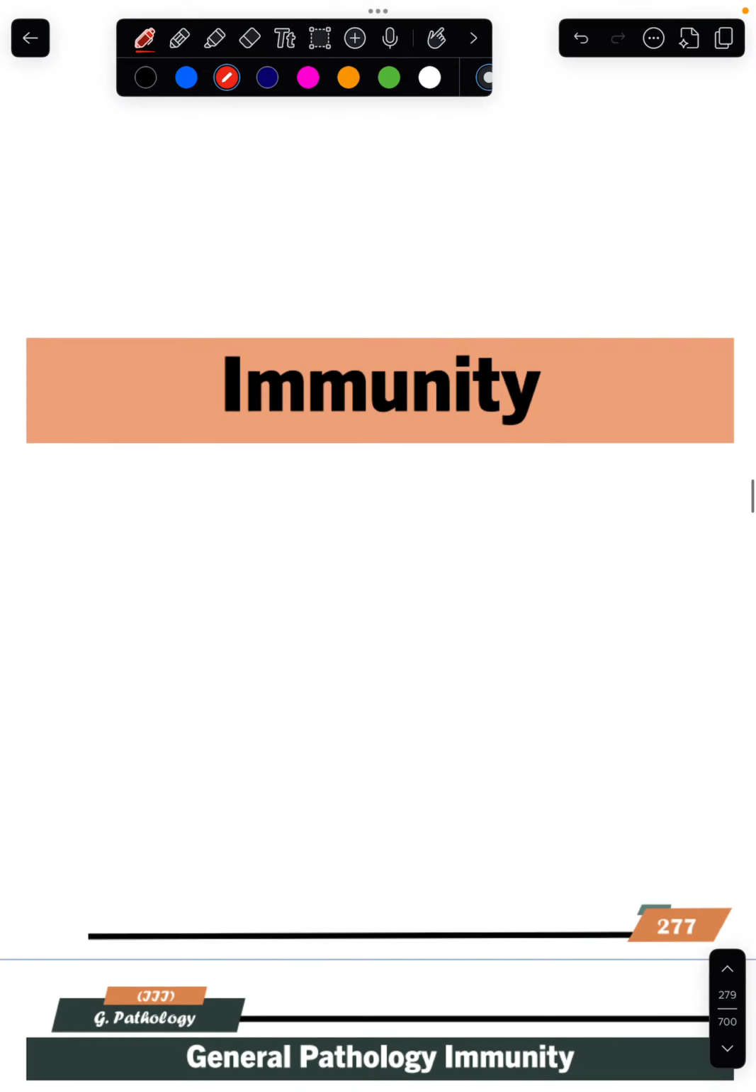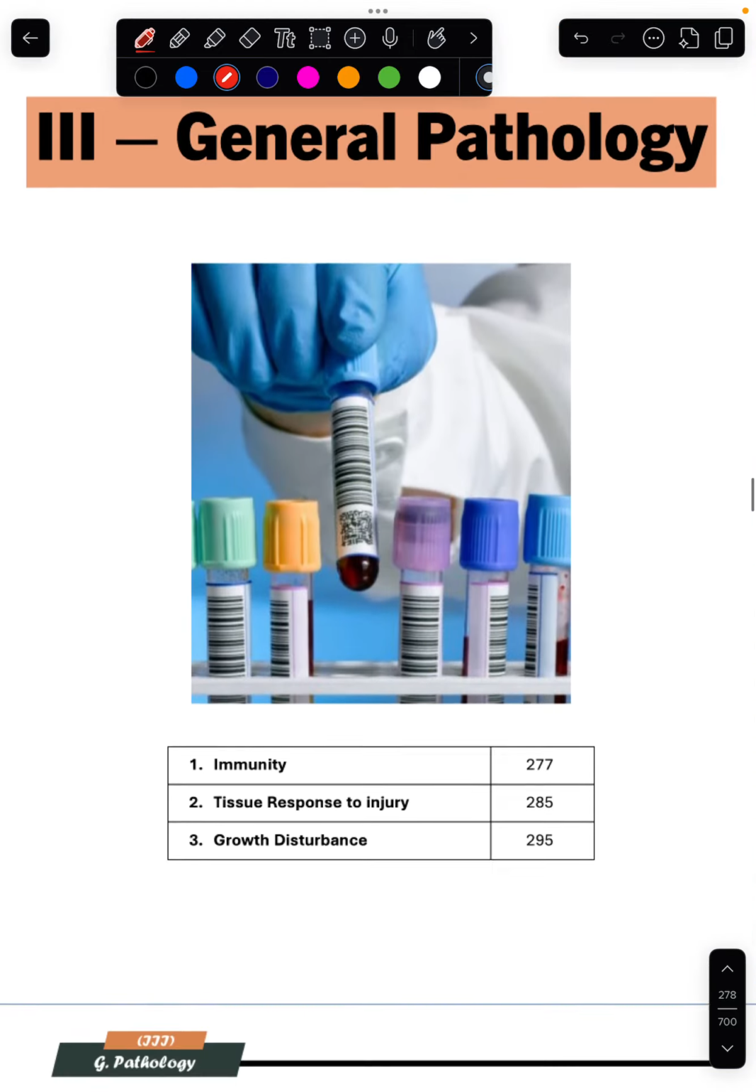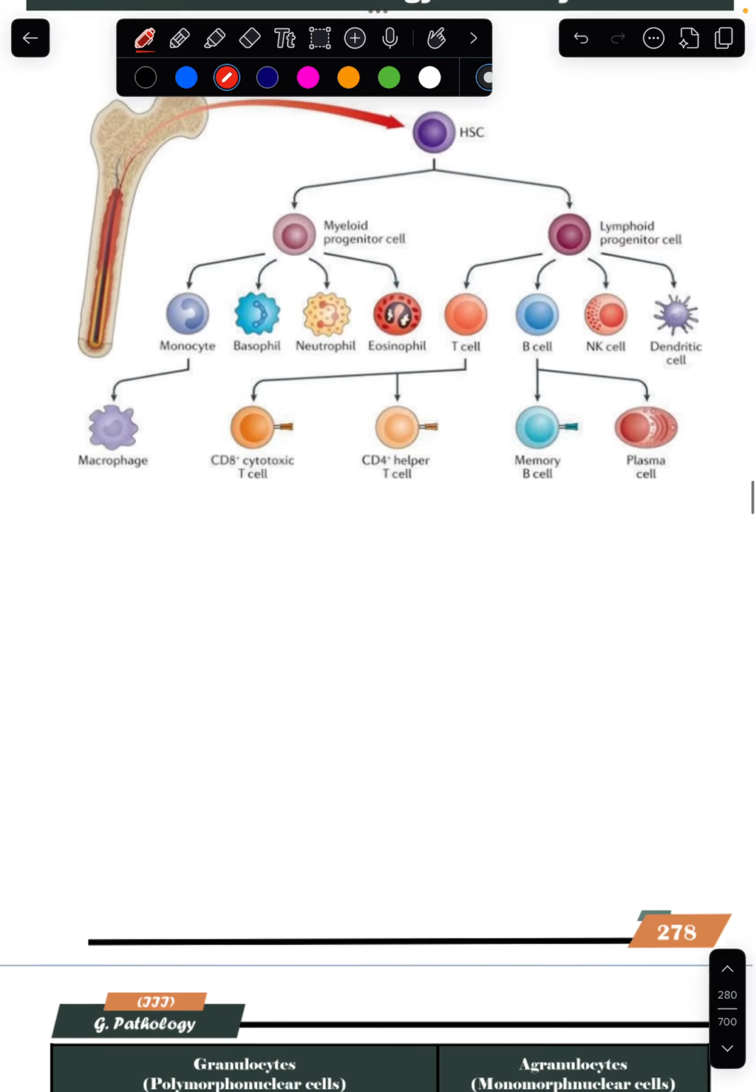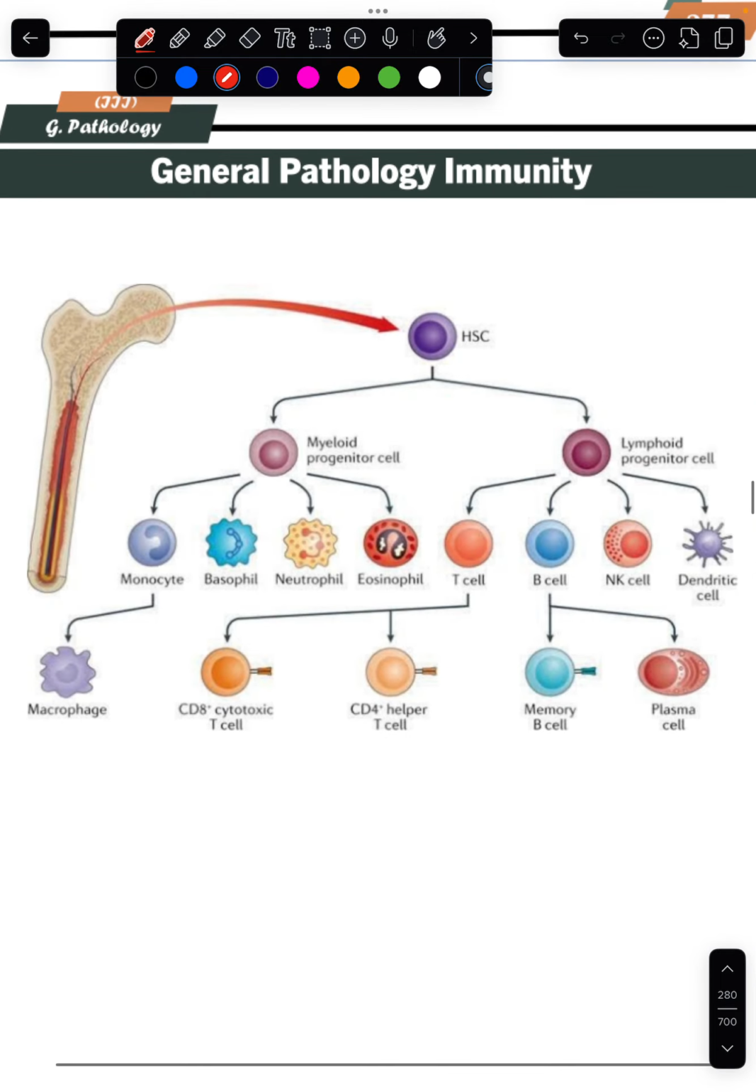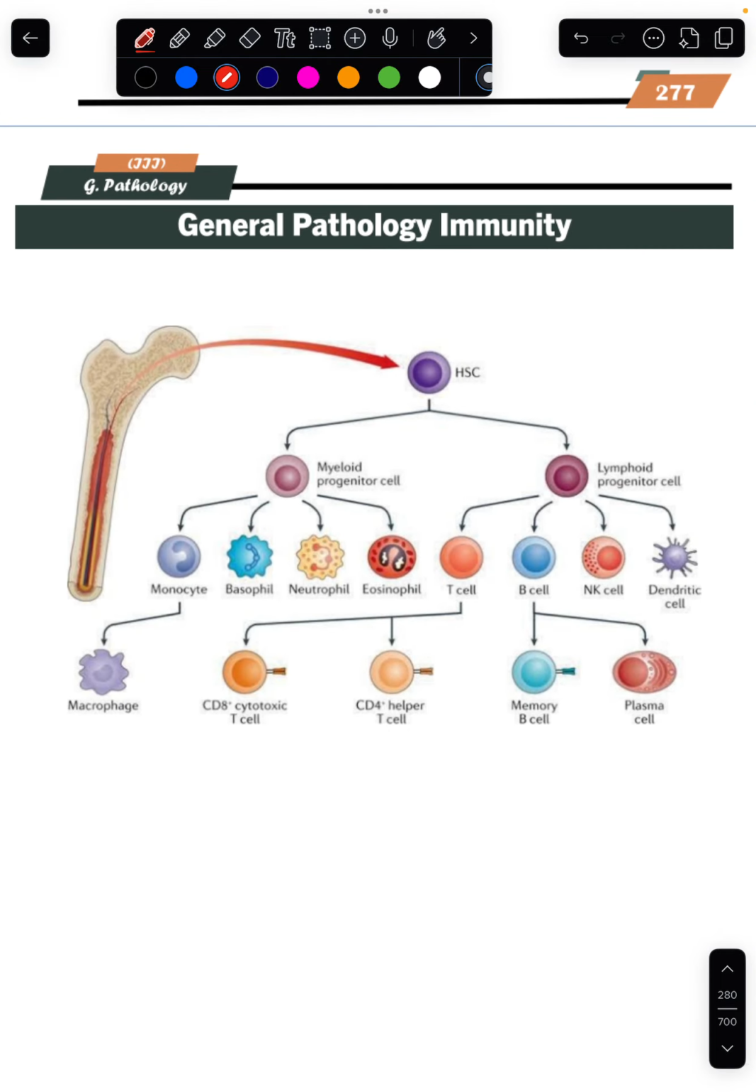So let's study about pathology. See this picture, general pathology. The blood cells are of two different types, myeloid and lymphoid.